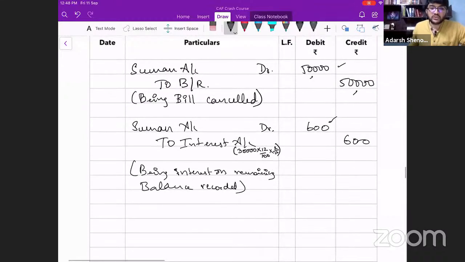50,600. So is this receivable or payable to Suman? R or P? It is R. Receivable is 50,600. It has debit balance, so I have to receive the money. It is an asset, so I have to receive this amount. How much should I receive?